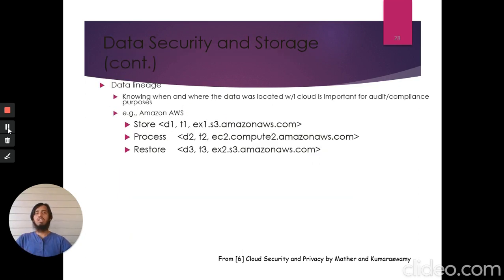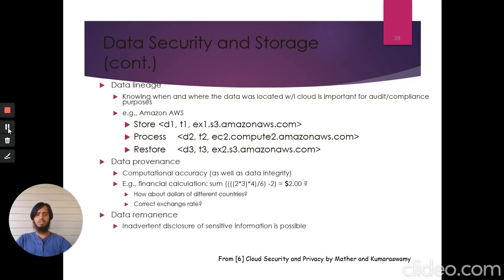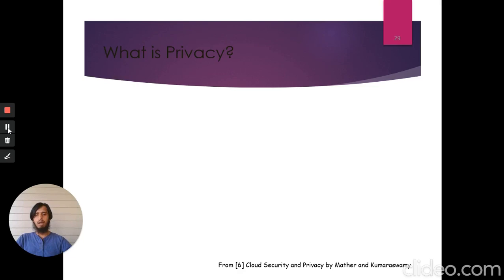Data security and storage, along with data in transit, data at rest, and data processing, also includes data lineage. What data lineage actually means is, when you're storing data, you need to store it at a particular address so that it becomes easy to retrieve the data. At a particular location you need to save the data, and you need to know the location. Knowing where the data was located within the cloud is important for audit and compliance. Data provenance and data remnants also play an important role in fetching the data back.